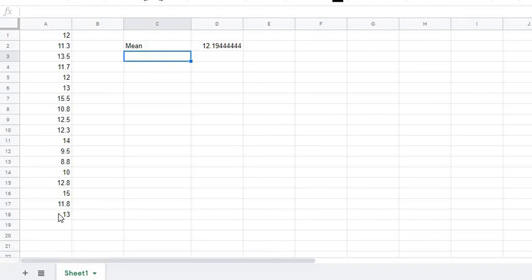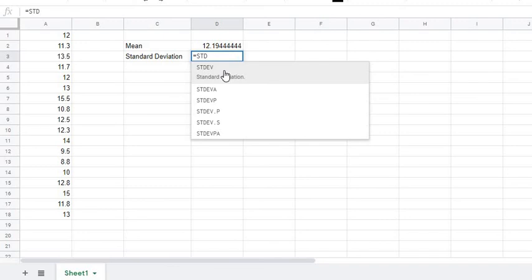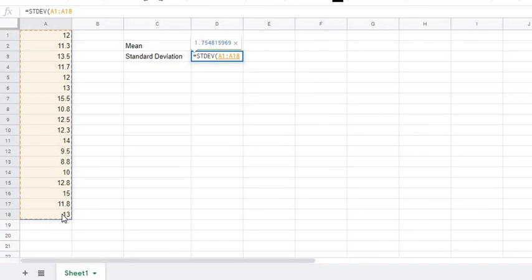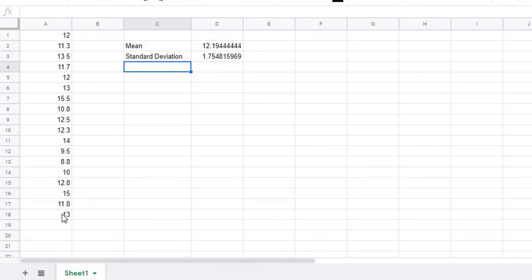Next, let's calculate the standard deviation. In the cell that you want your standard deviation, type in equals, and then STDEV, standard deviation, and then we're going to highlight our data. So we've calculated the mean, now we've calculated the standard deviation. Next, let's calculate the margin of error to start constructing our confidence interval.